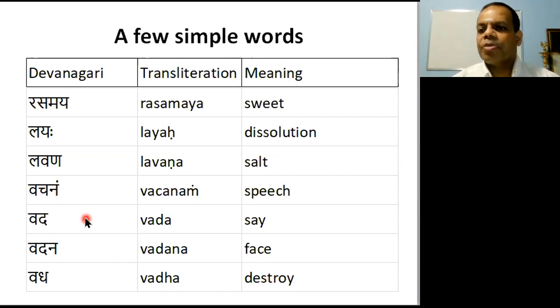The next word is vada. Va, the da is the third letter in the tha varga. So not stressed, not aspirated. Vada. That is to say anything. Satyam vada. Speak the truth. Speak or say. Vada.